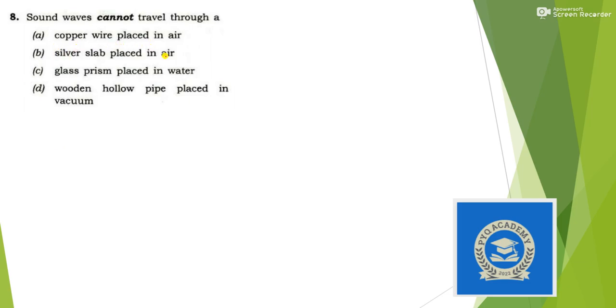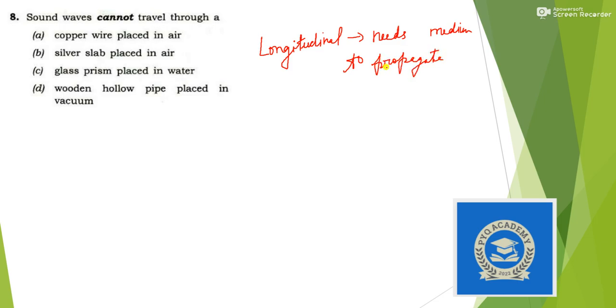Sound wave cannot travel through which of the following? We know that sound wave is a longitudinal wave, and a longitudinal wave needs a medium to propagate from one place to another. This medium can be anything, whether it is a gaseous medium, solid medium, or liquid medium.